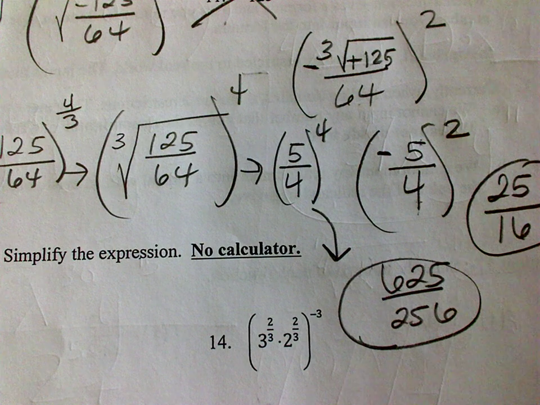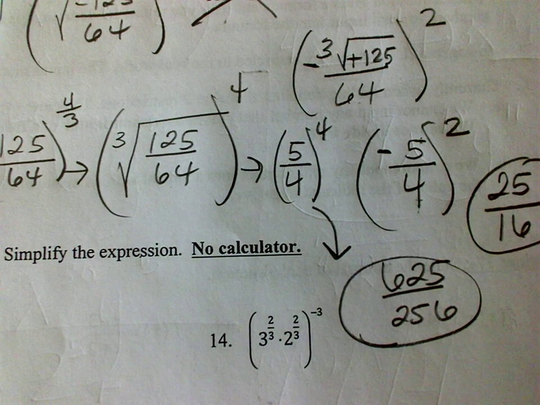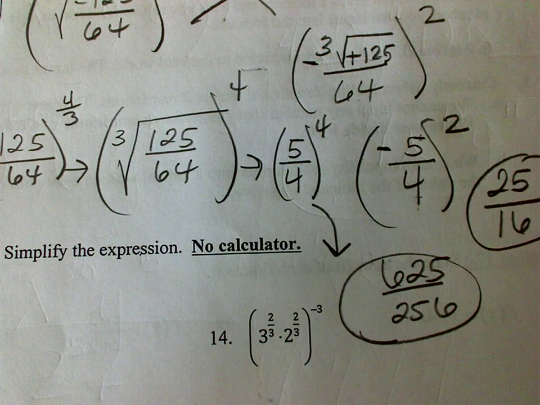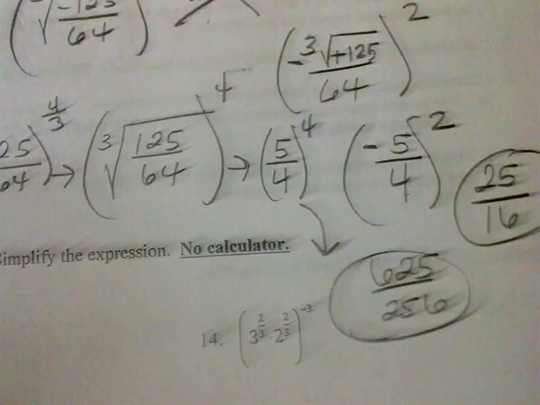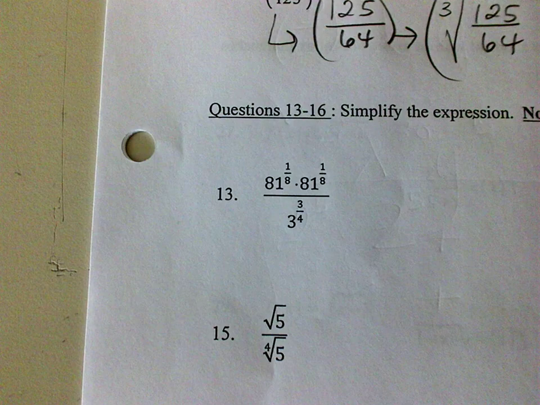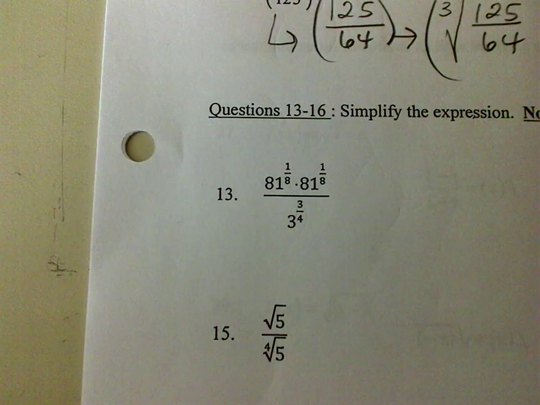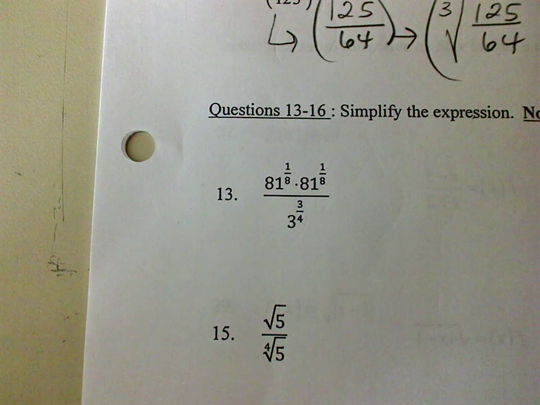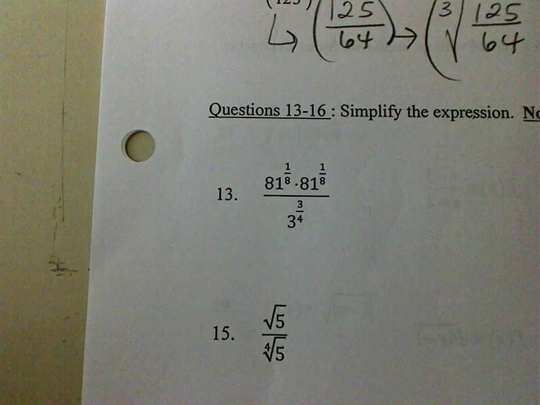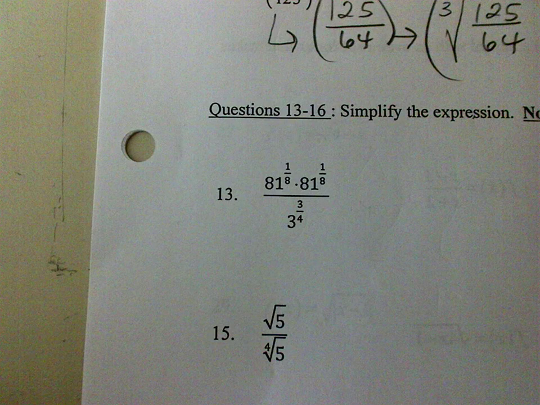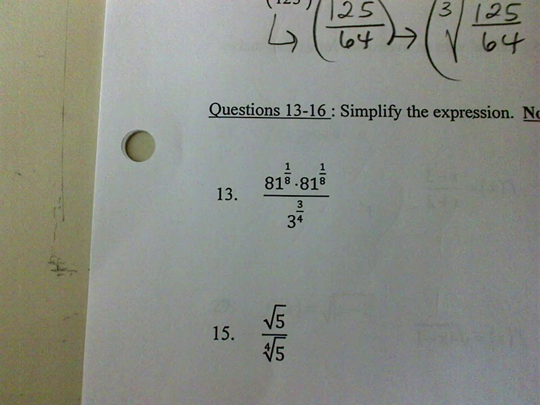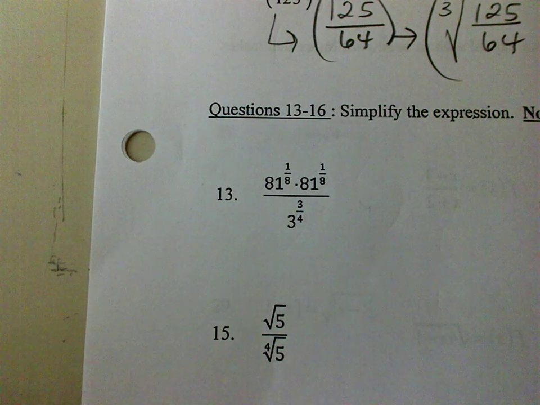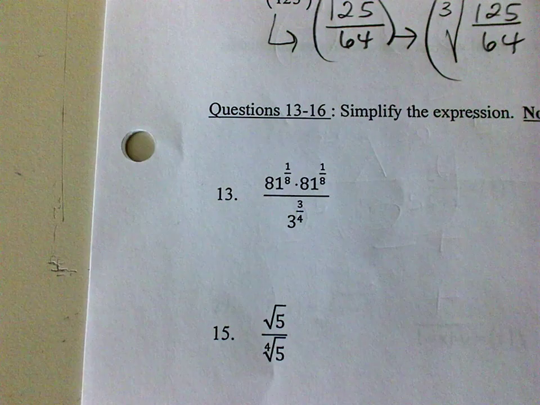Okay, it looks like I'm going to cross off number 16 because that's just like 15. Okay, so on 13, now this time it says to simplify. It doesn't say to evaluate. Evaluate means I'm actually going to be able to get an answer. But simplify means I just want to simplify it until I can't go anymore.